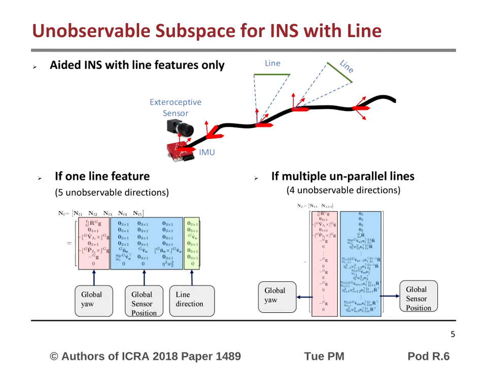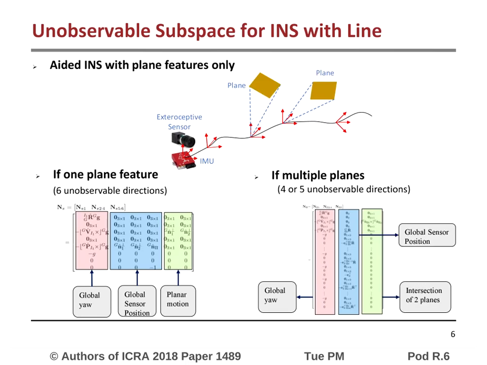For aided INS with line features, if only one line feature is used, there will be 5 unobservable directions. The additional unobservable direction relates to the line direction. If multiple unpaired lines are used, there will be 4 unobservable directions.